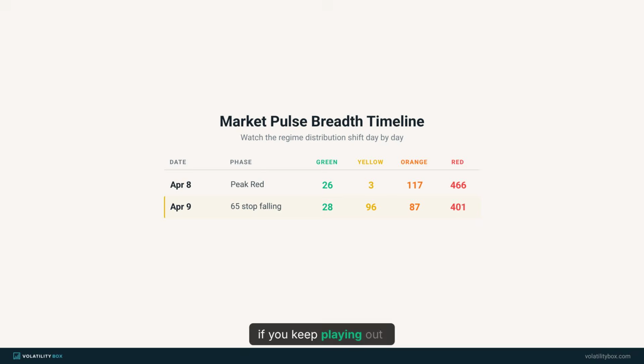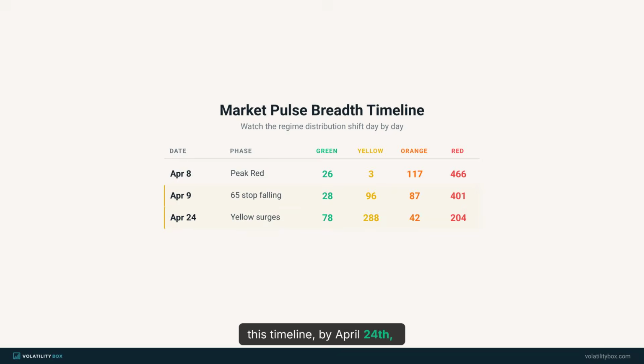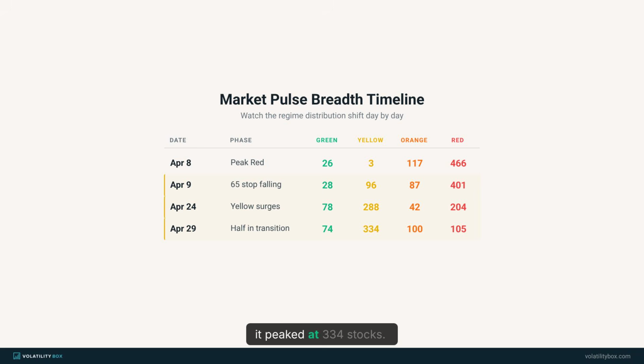Now, if you keep playing out this timeline, by April 24th, the number of stocks that were in this yellow market pulse, which is again accumulation, so money starting to enter, had exploded right back up to 288. And by April 29th, it peaked at 334 stocks. So more than half the market was now in this transition. The VIX was coming down, but again, the breadth told you much earlier, 2 weeks earlier, that the worst of this selling pressure was over.